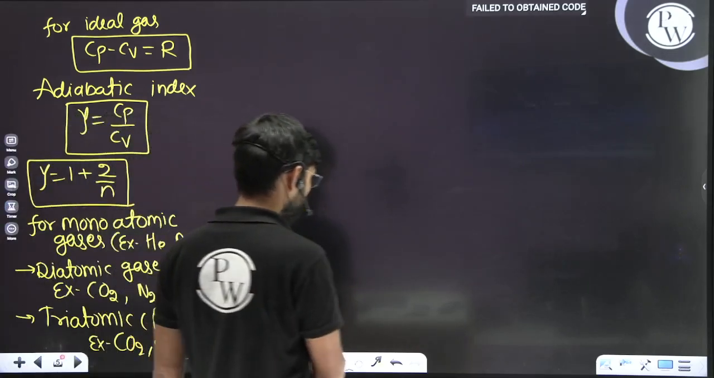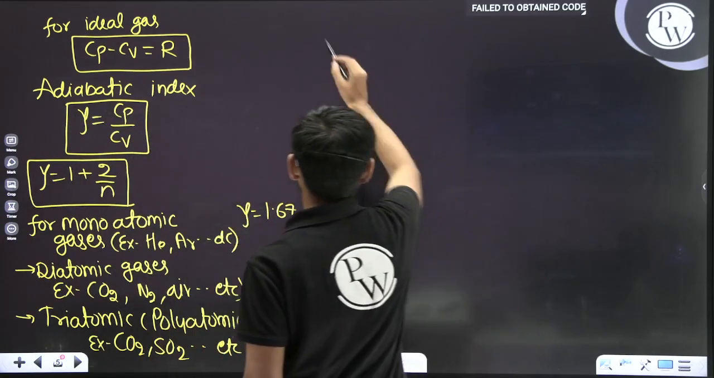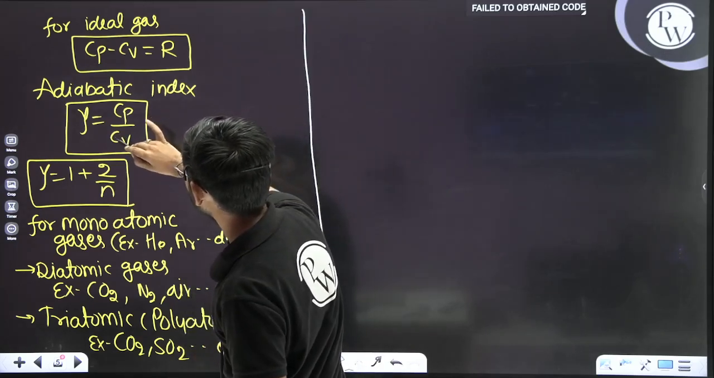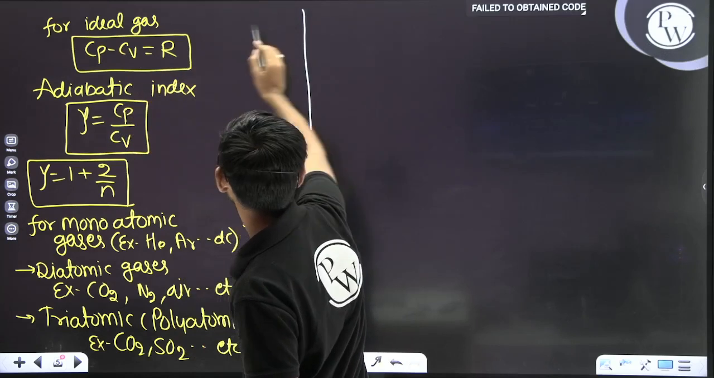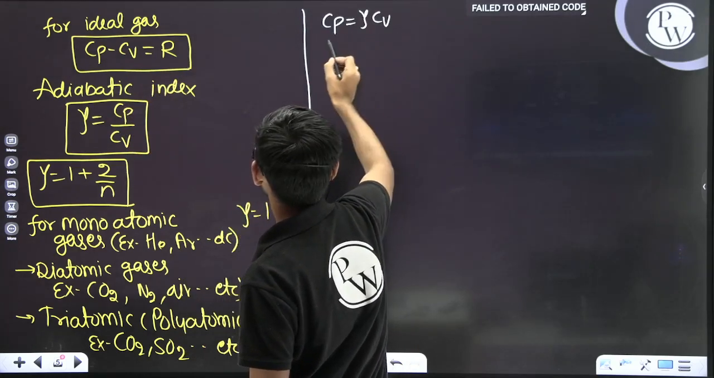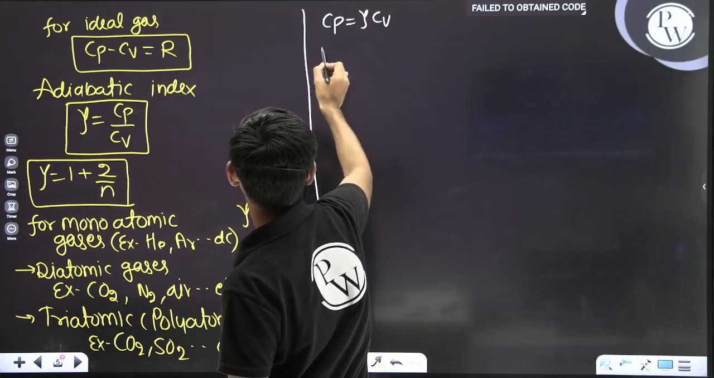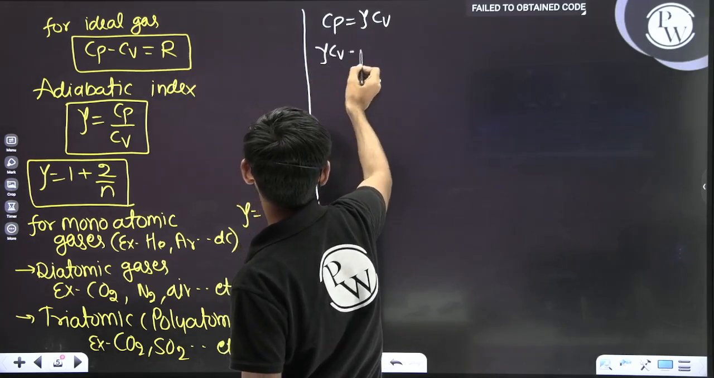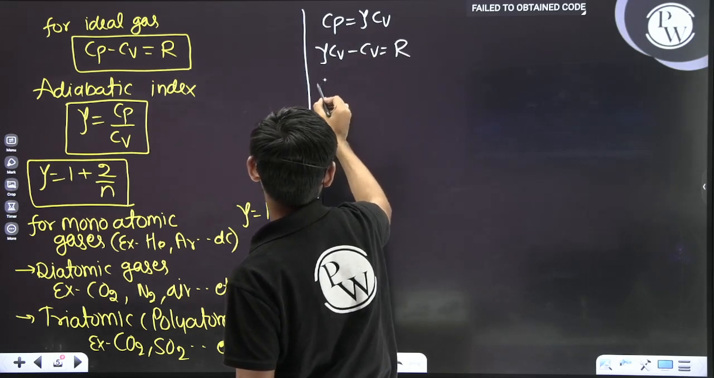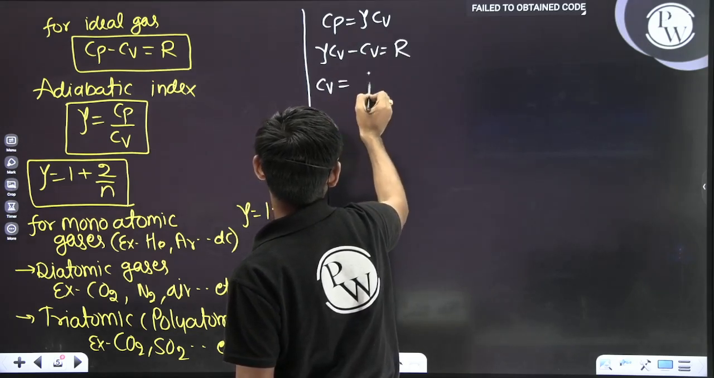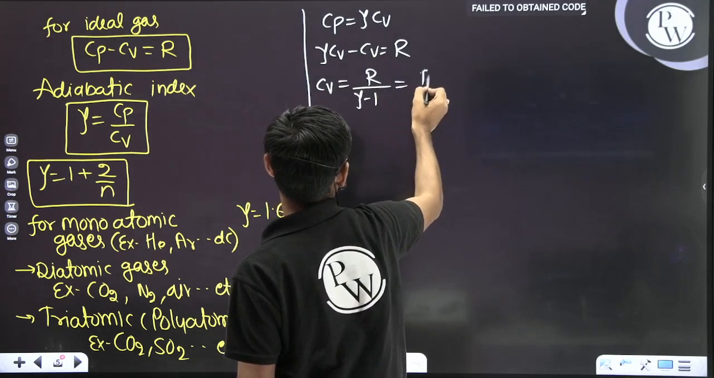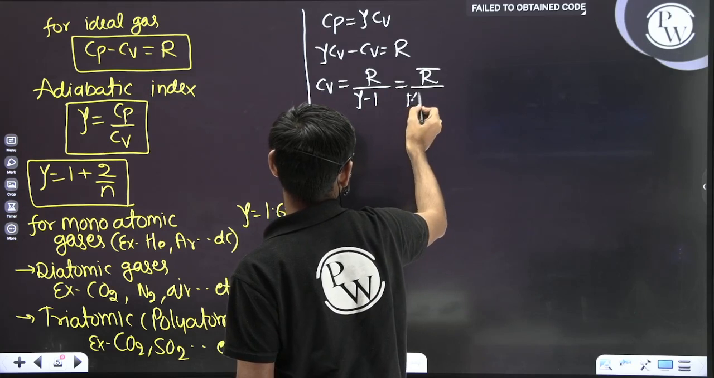Now what we are going to do here is just put the value of Cp from here to here. In place of Cp, we can write gamma times Cv. Putting this value here, I can write gamma times Cv minus Cv is equal to R. So I can write Cv is equal to R by gamma minus 1. Even R can be written as R bar by M into gamma minus 1.